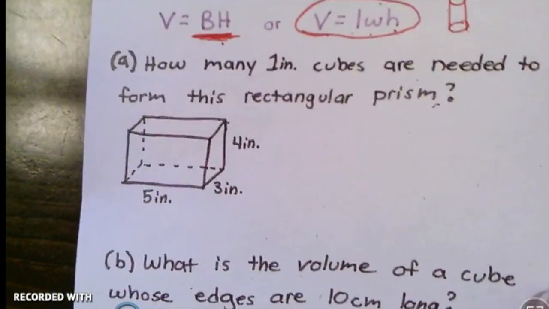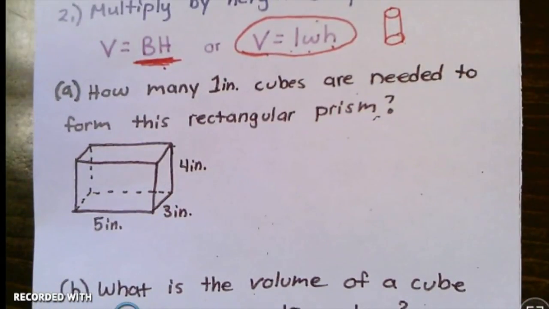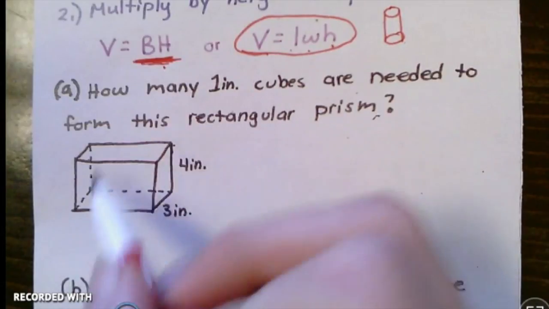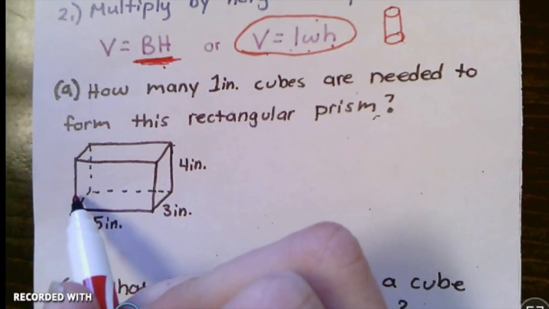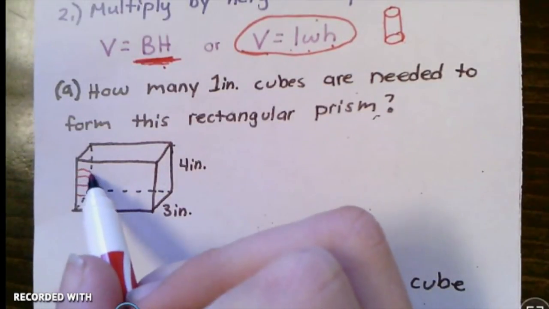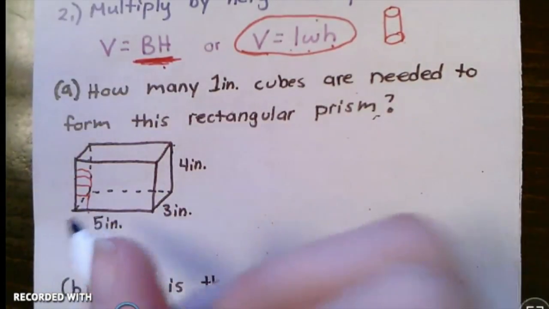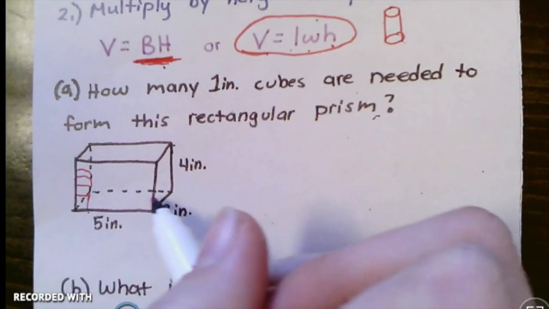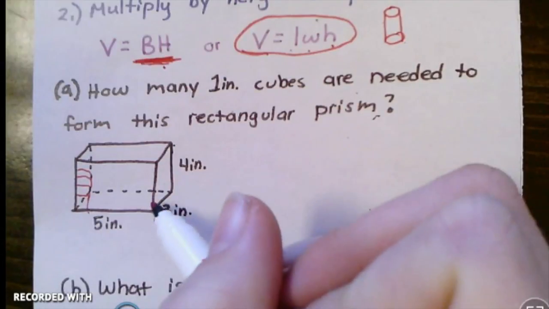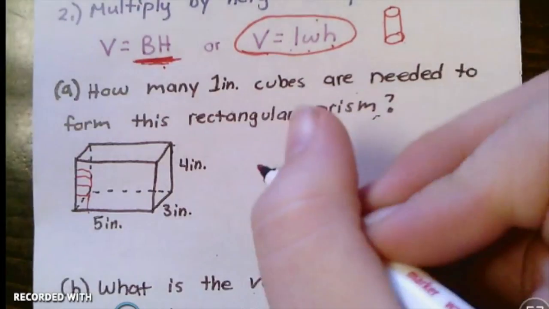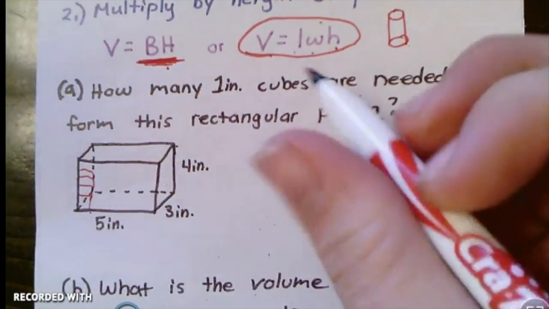Okay, so example A. How many 1-inch cubes are needed to form this rectangular prism? So it basically wants to know what is the volume of this rectangular prism. If I were to stack 1-inch cubes in here all the way up, how many would it take to fill it? Well, first I would need to find the area of the base. How many cubes would fill the area of the base? And then I would multiply that times how many layers going up. So you can use whatever formula you want to here.